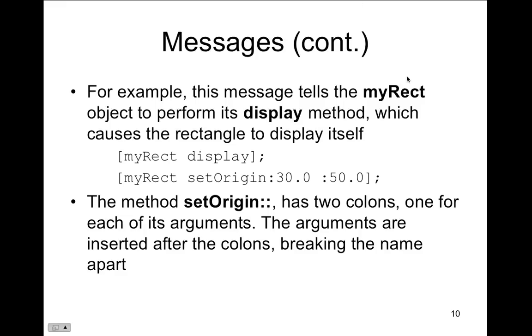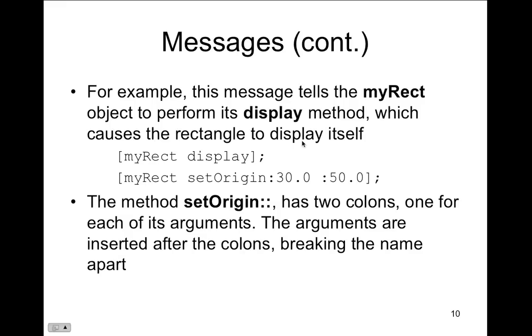In this particular example, the message tells my rectangle object to perform its display method, which causes the rectangle to display itself. We're not using dot notation anymore. If we had C++ and were going to write this method invocation, we would write myRec dot display open bracket 30 comma 50 close bracket semicolon. So the syntax is the same concept, but there are no dots. Instead of the dots, we've got brackets. But we still have semicolons at the end of the line. So slightly different syntax, same concept.